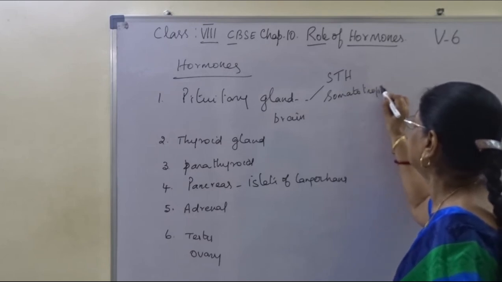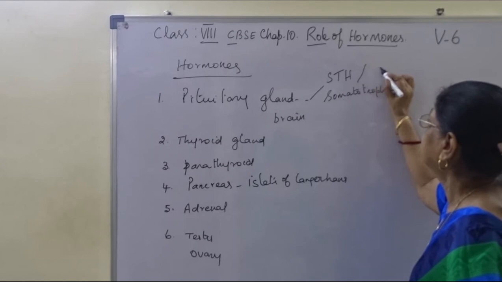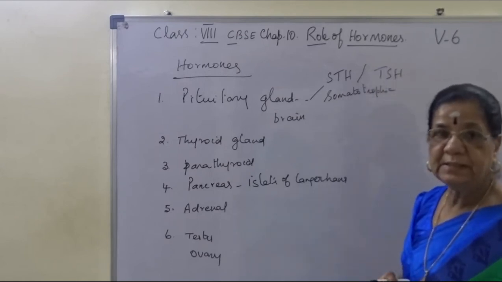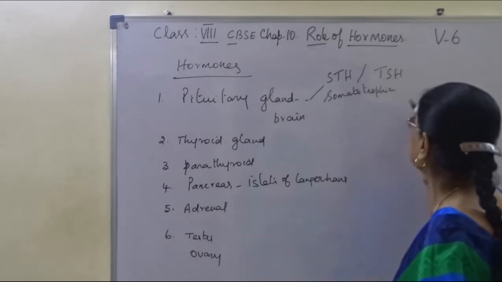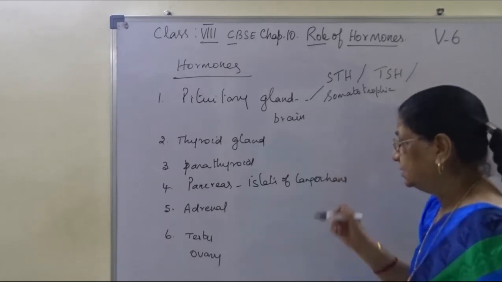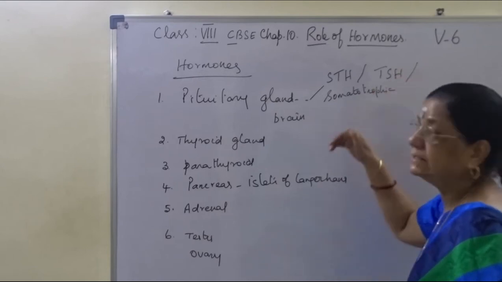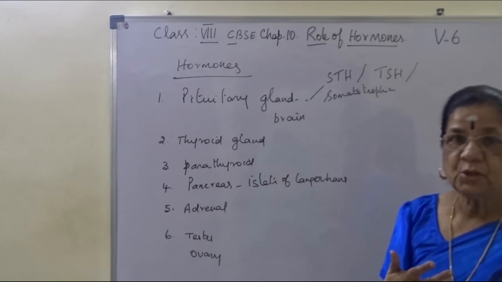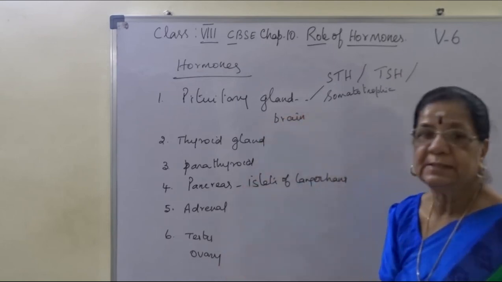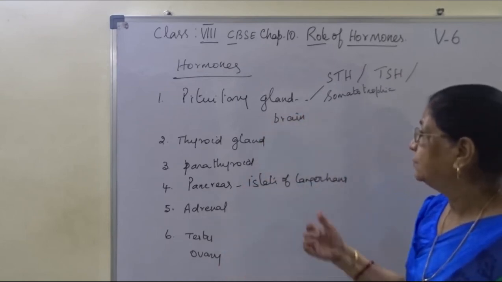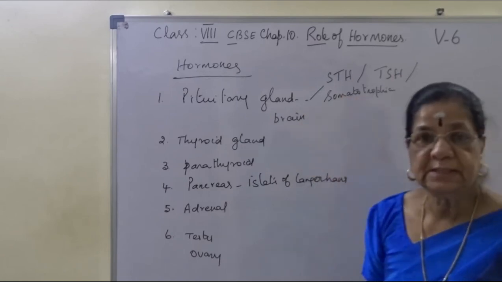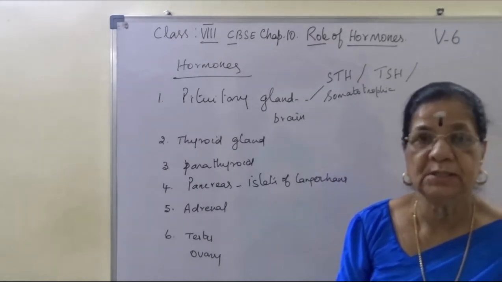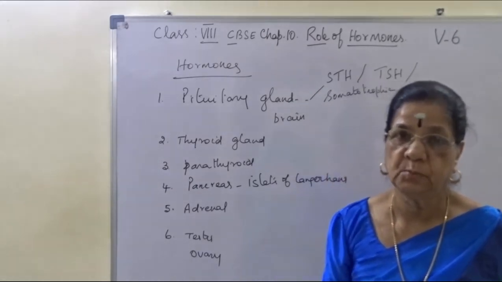Somatotropic hormone. And then it is secreting thyroid stimulating hormone, and it initiates the secretion of all other glands. For example, the pituitary gland secretes growth hormone, and that growth hormone is called somatotropic hormone, right?